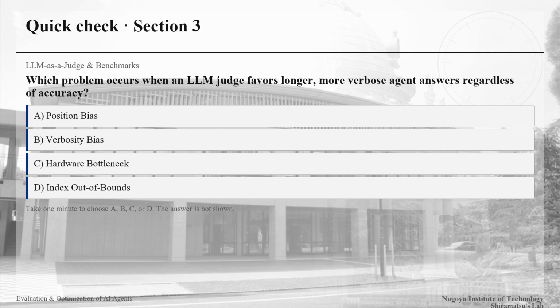Which problem occurs when an LLM judge favors longer answers regardless of accuracy? Choose A, B, C, or D. Take 1 minute to think, then choose A, B, C, or D. The correct answer is not shown.